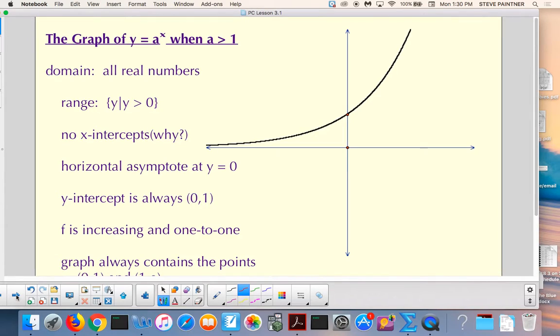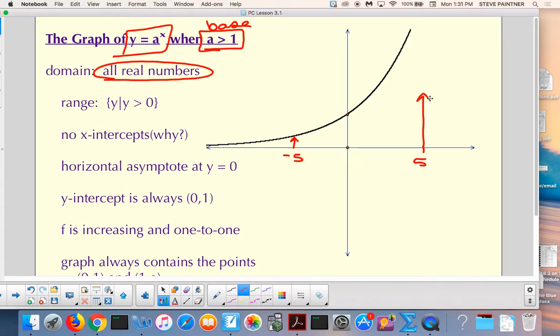Okay. I think the next slide is about the characteristics. So what did you just graph? Well, here's what you graphed. You did a y equals a to the x graph where a was what? Greater than 1. A is your what? Base. If your base is greater than 1, then the domain will always be all real numbers. Think about it. Did negative 5 get an answer? Yeah. Did 5 get an answer? Yeah, eventually.